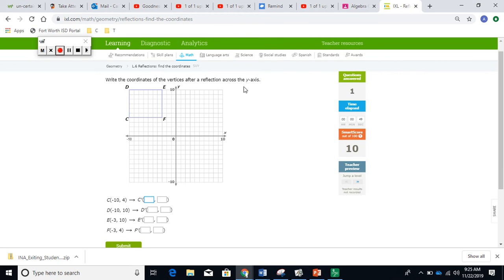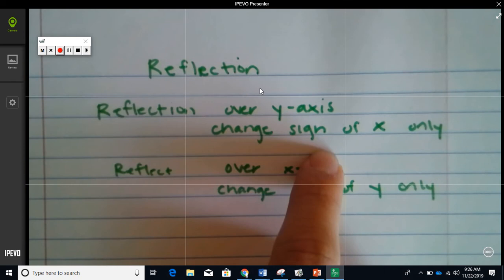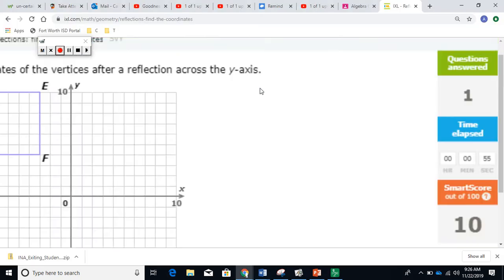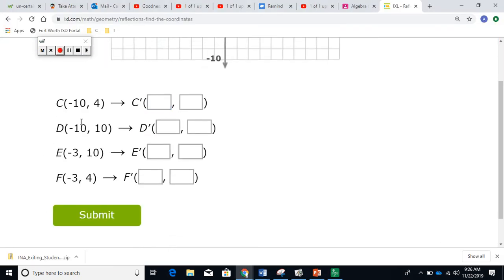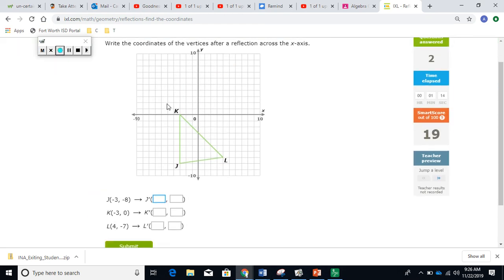Now, the y-axis, it's the opposite. When you reflect over the y-axis, the sign of x changes. So here, the x is negative, so it becomes positive. And then here, it doesn't change. Here, it's positive, stays the same. It's -3, changes to +3. Now, let's see if it gives me a harder one. Okay, that's the same one, x-axis.